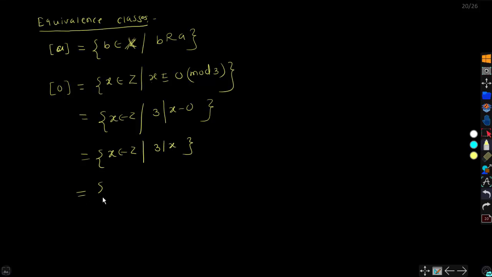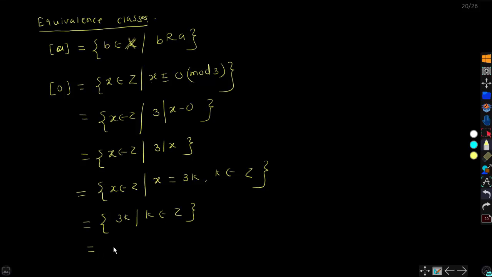This is equal to all x belongs to Z such that 3 divides x, which means what? x is a multiple of 3. So x equals 3k, and this k belongs to Z. So this is nothing but x is 3k such that k belongs to Z.